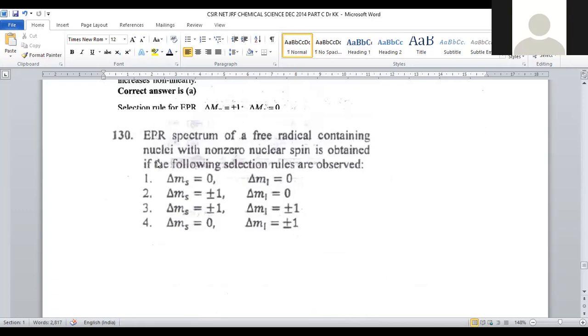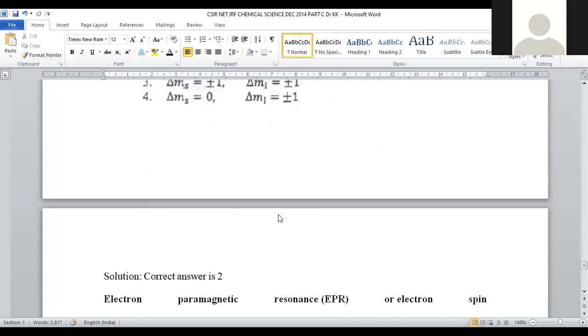Let us move on to the last question of the series. An EPR spectrum of a free radical containing nuclei with non-zero nuclear spin is obtained if the following selection rules are observed. For the EPR spectrum of a free radical to be considered, the nuclear spin will be taken as non-zero. If the nuclear spin is taken as 0, that will become ESR inactive, because the spin is required. When it is in an odd electron state, then only that imposes the paramagnetic nature, and then only that molecule becomes EPR active.